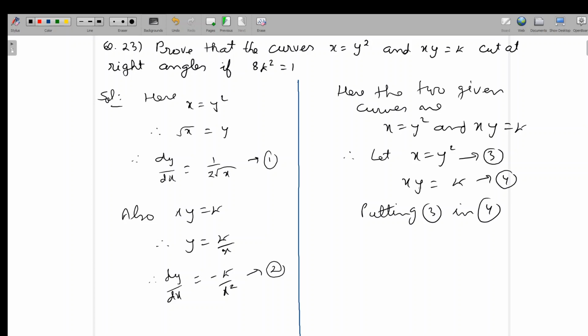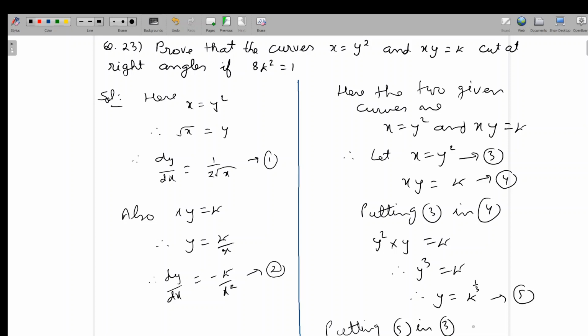In place of x we can write y square. So y square into y equal to k. Therefore, we will get y cube equal to k. Therefore, y will be equal to the cubic root of k, that is k raised to 1 by 3. Now let this be 5. Putting 5 in 3, we will get x equal to y square. So x equal to the square of y, that is x equal to k raised to 2 by 3. So this is our value of x.